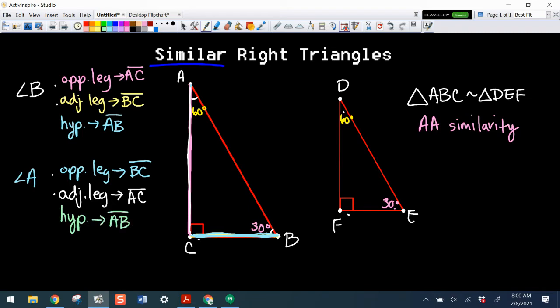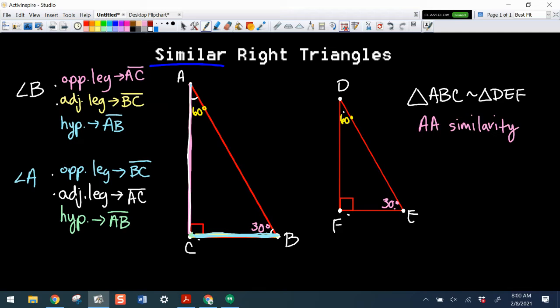Remember the definition of hypotenuse: not just the longest side of a right triangle, but it's always opposite of the right angle. Regardless of which angle we're looking at, vertex C is our right angle, so line segment AB is always the hypotenuse in this triangle, regardless of what angle we look at.